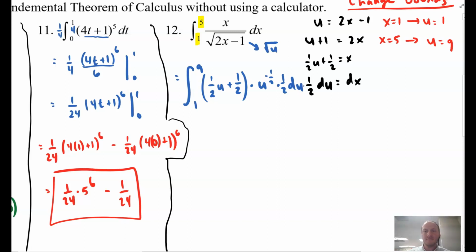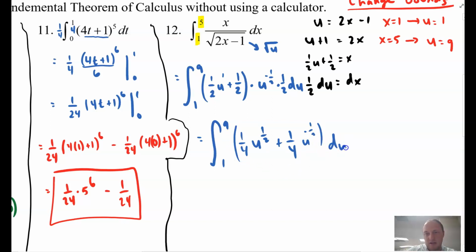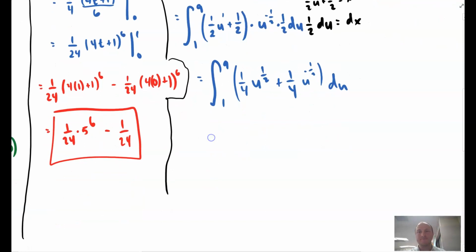Okay. All right. So now what we want to do is some multiplication and simplification. So I have the integral from 1 to 9, and I'm going to multiply these values in. So 1/2 times 1/2 gives us 1/4. u to the power of 1 combined with u to the negative 1/2 is going to give us u to the power of 1/2, plus 1/4 u to the power of negative 1/2. Okay, and then all of this is being integrated with respect to u.